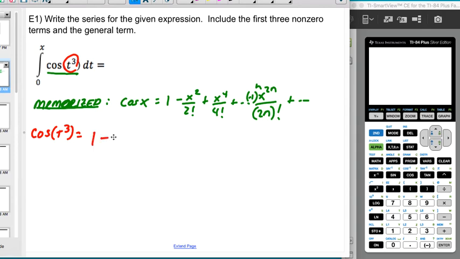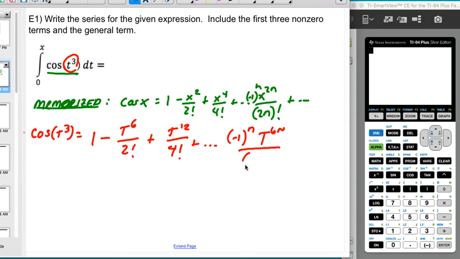this exact series but with a t cubed anywhere I see an x. So I'm going to get a 1 minus t cubed squared, which would be t to the 6th over 2 factorial, right? Plus t cubed to the 4th, which would be t to the 12th over 4 factorial, right? Plus negative 1 to the n, and then instead of being an x to the 2n, it's a t cubed to the 2n, which would be a t to the 6n over this 2n factorial.